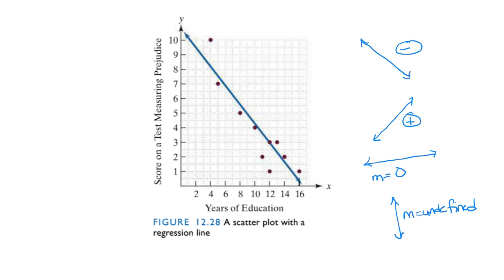So in this case, this has a negative slope. As the years of education increase, which is what I'm understanding from this graph, the rating of the score on the prejudice is decreasing.